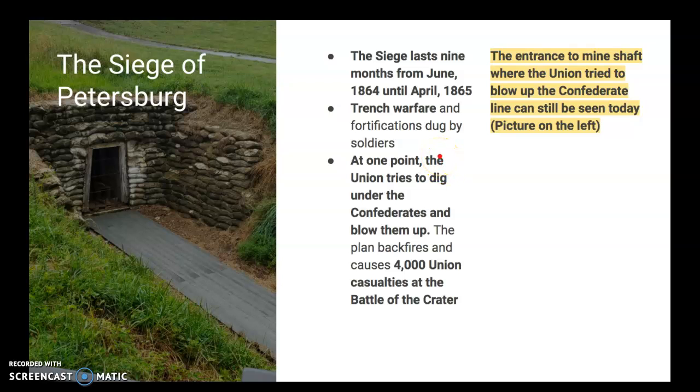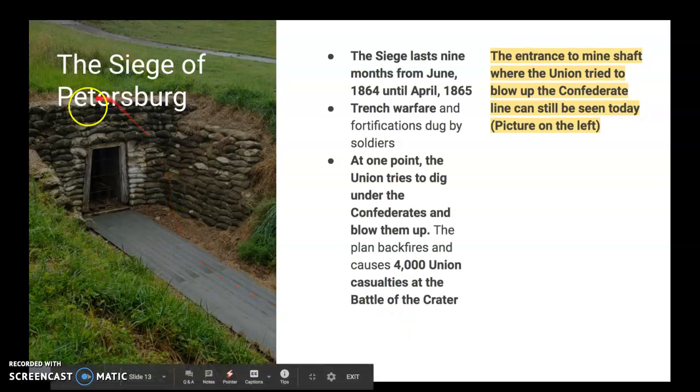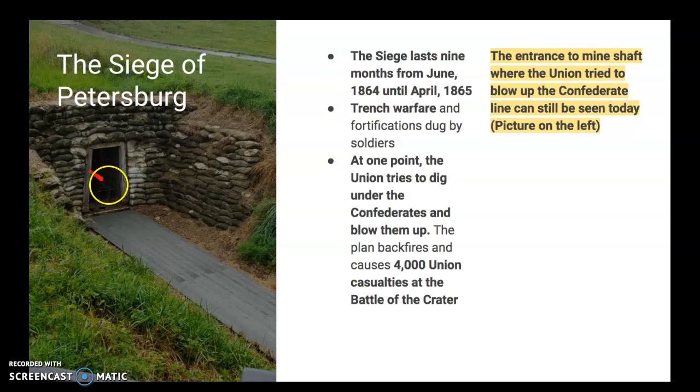So at one point, this is just a quick story. I'd like to have more time to go into it, but at one point, the Union tries to dig under the Confederate lines and blow them up. This plan backfires and causes 4,000 Union casualties in something called the Battle of the Crater, which was a small part of the siege of Petersburg. And this is still there. You can go there. This is from last summer. You can still go into that tunnel and follow it down. Well, you can only follow it down a couple feet before you're blocked off. But it went hundreds of feet down underneath the Confederates. They put a huge bomb in there and blew up the Confederates. They had to be creative when trying to break a siege like that.